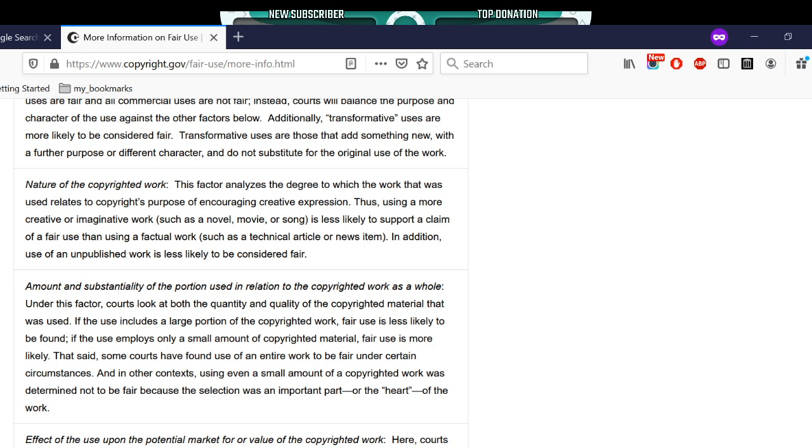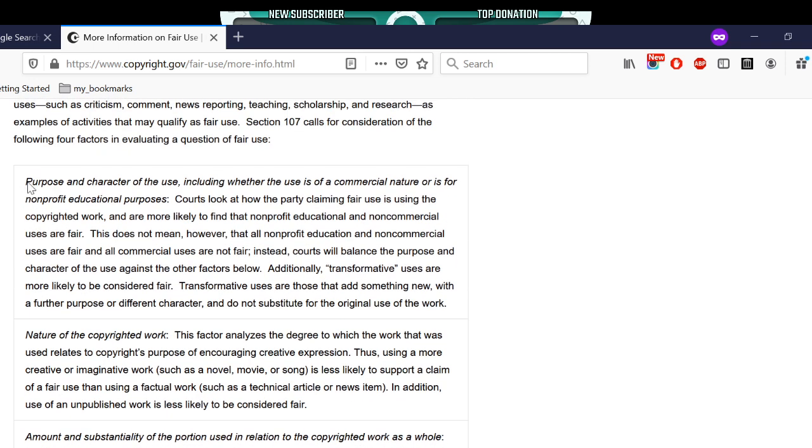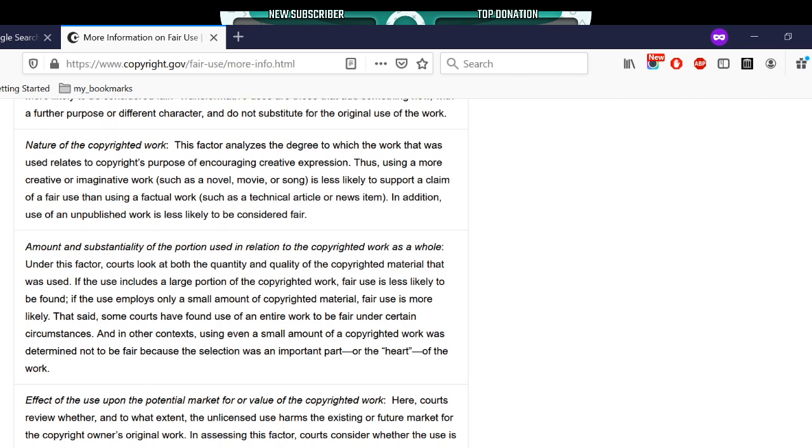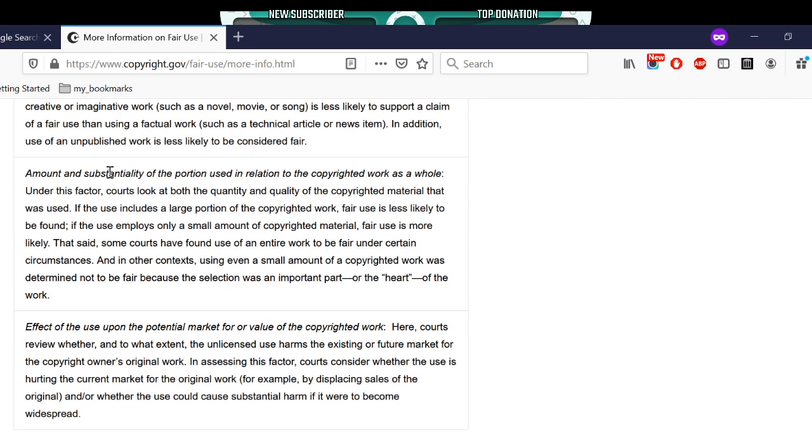Let's continue forward. So we have so far basically a non-starter with the first category, kind of negative in the second category, since I do want to read novels to you guys. Next factor: amount and substantiality of the portion used in relation to the copyrighted work as a whole. Under this factor, courts look at both the quantity and quality of the copyrighted material that was used. If the use includes a large portion of the copyrighted work, fair use is less likely to be found.